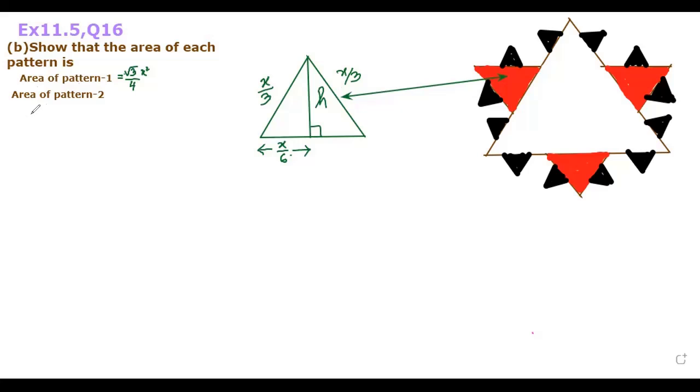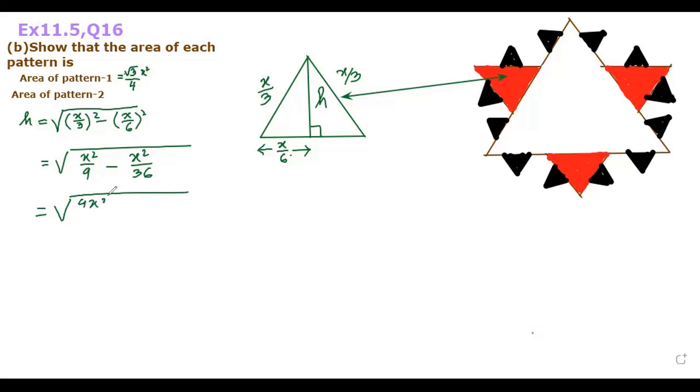So height will be equal to, using Pythagoras theorem, x upon 3 whole square minus x upon 6 whole square, which will be equal to x square upon 9 minus x square upon 36, which will be equal to 4x square upon 36 minus x square upon 36, which will be equal to root 3 x upon 6. The square root of 36 will be 6.